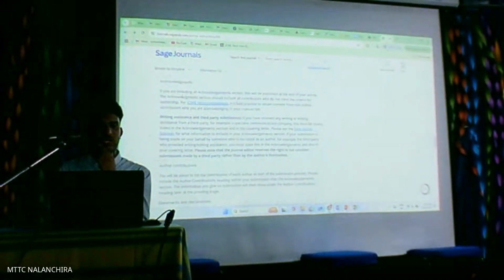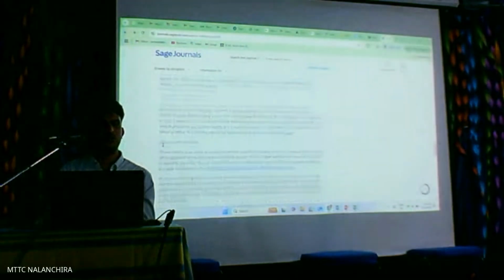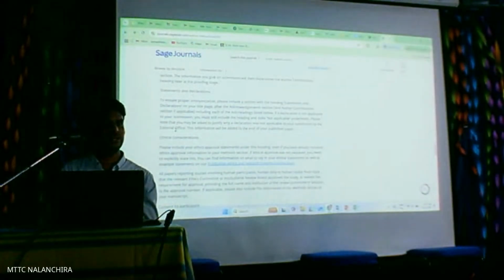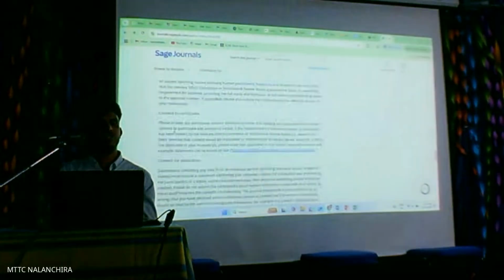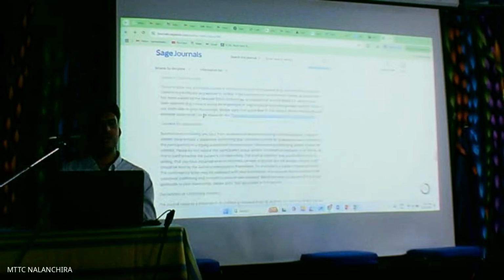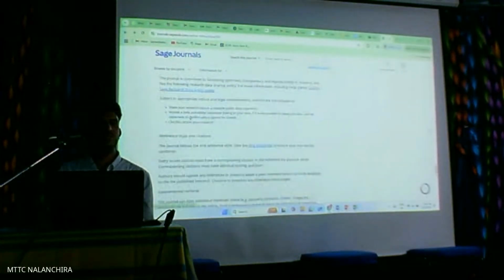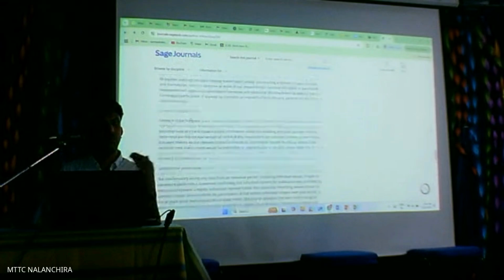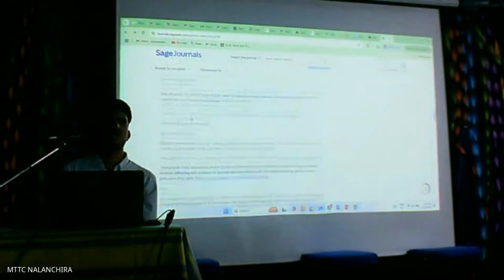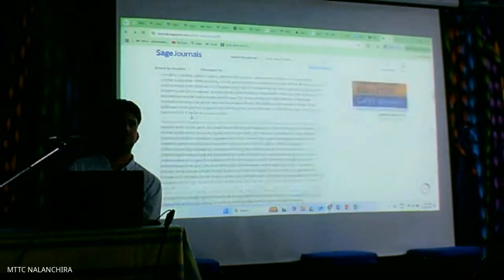Acknowledgements, if you have any acknowledgements, you have to give author contribution, statements and declarations, ethical guidelines, consent to participate, consent for publication. All these you have to do. So accordingly, this is a rigorous process. Submission may take 1 week minimum.